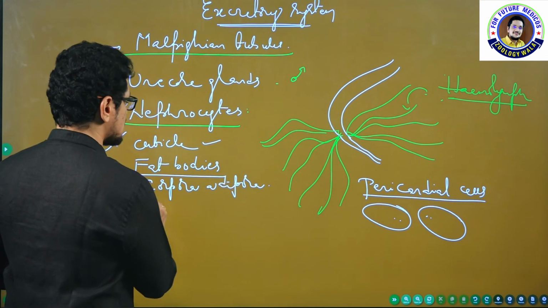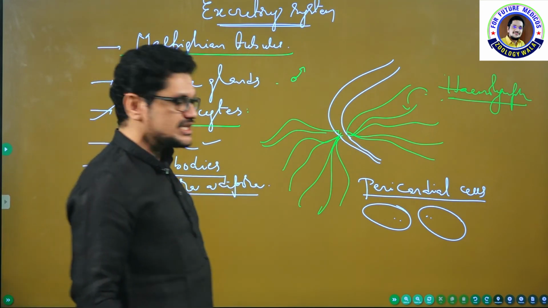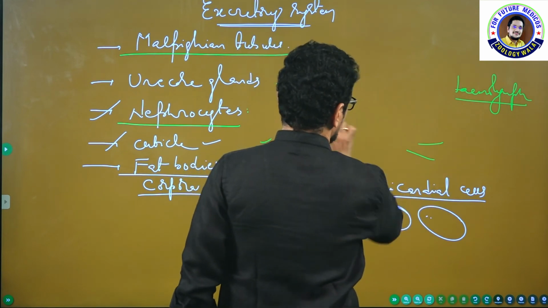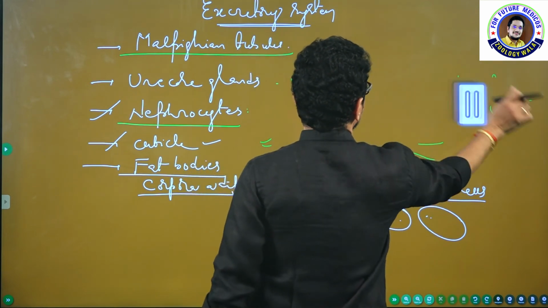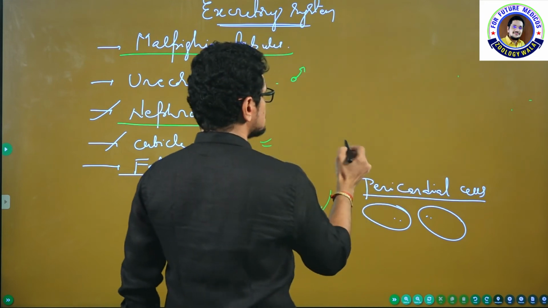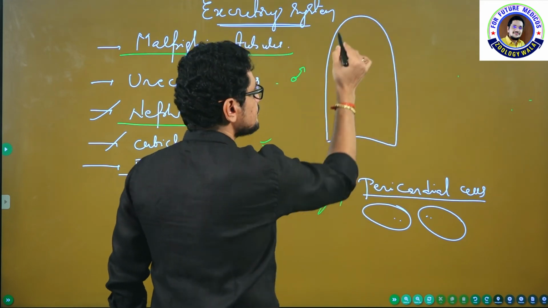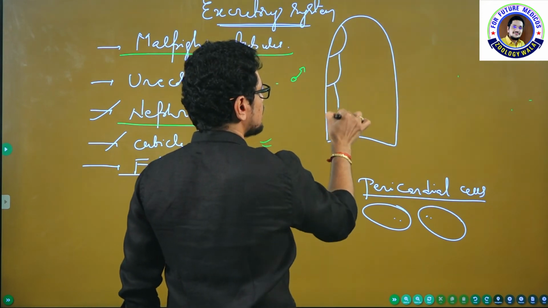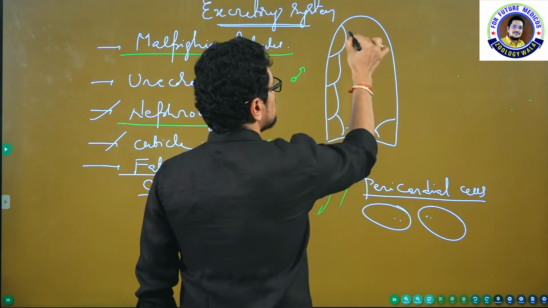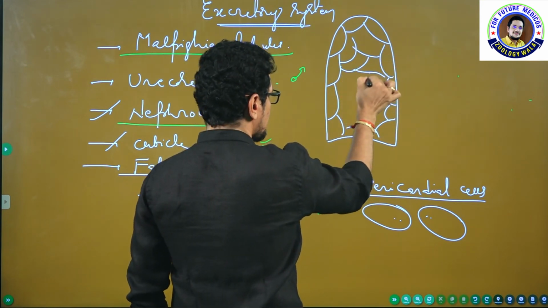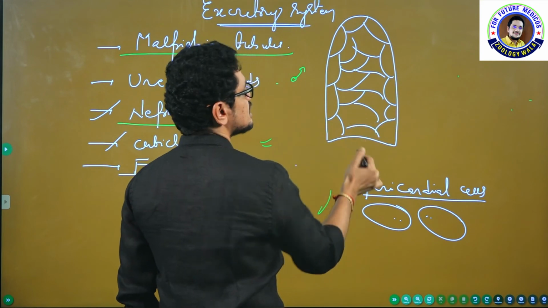And fat bodies, which are also called corpora adiposa. What are these fat bodies or corpora adiposa? Let me show you simply here. A number of cells are present in corpora adiposa. Imagine this is a corpus adiposum, or corpora adiposa in the plural. A number of cells are present in this, like this.